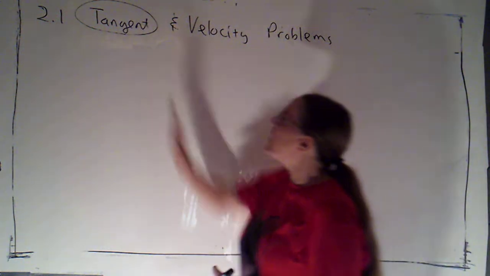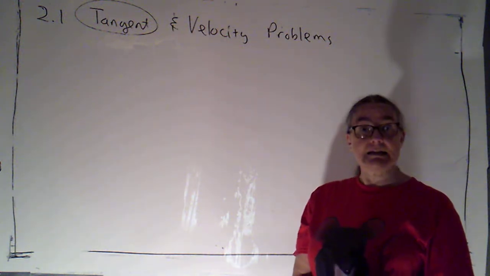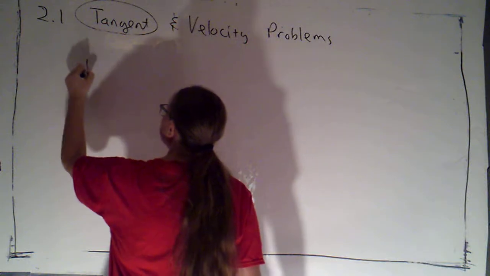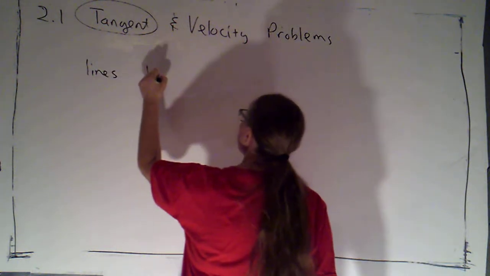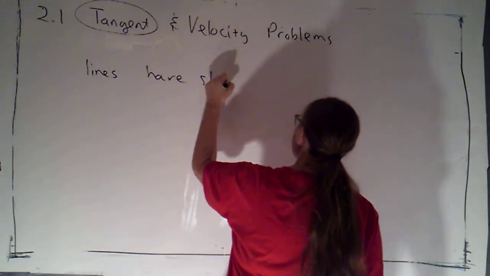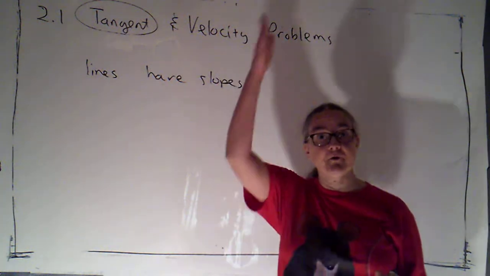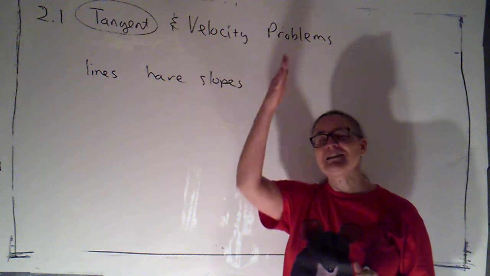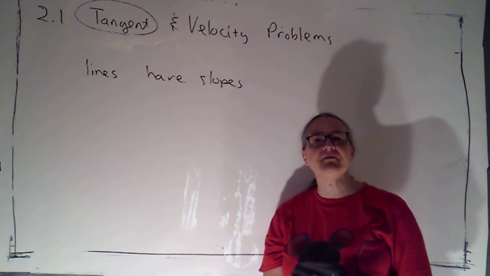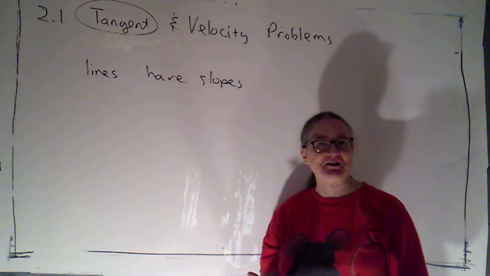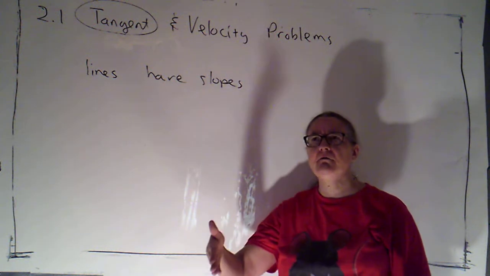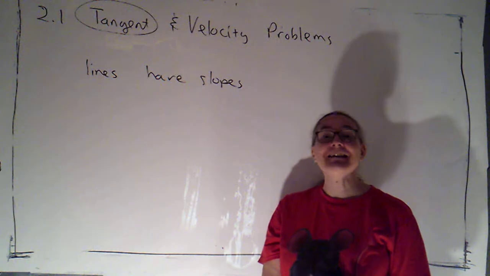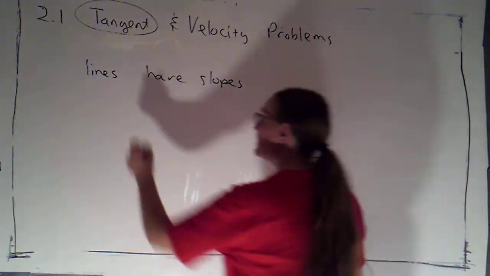So we're going to be talking about these things called tangent lines. Now, if I just have a line, lines have slopes. The only exception to that, of course, would be a vertical line. For a vertical line, the slope is undefined. A vertical line is actually also the only type of line that is not a function. Ironically, vertical lines fail the vertical line test. So any line that is a function is going to have a slope.